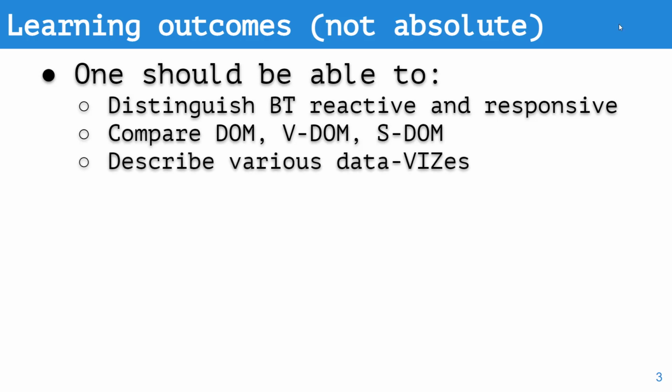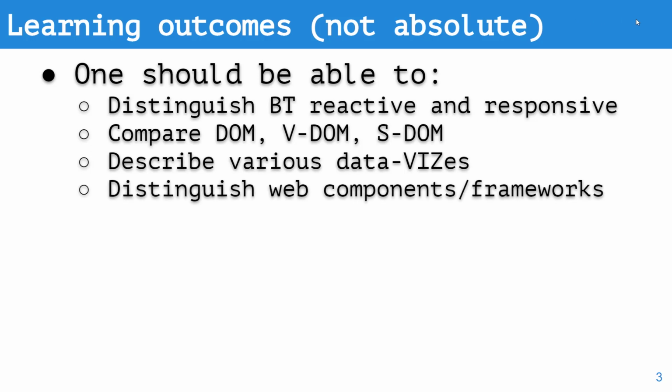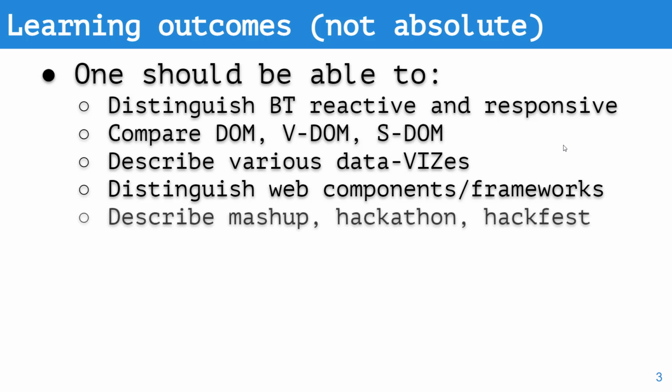Describe various data vizes. Now this is a term you got to get used to. It's for visualization, but it seems to be a buzzword. So if you see people going around the office talking about viz this, viz that, they probably mean visualization. We'll distinguish between web components and frameworks. Web components is a term that could mean something different in the future. But we'll talk about that soon.